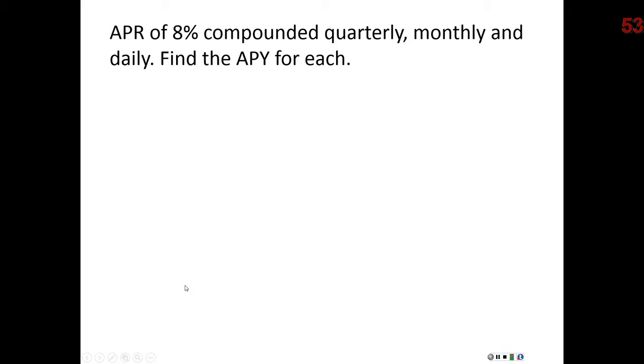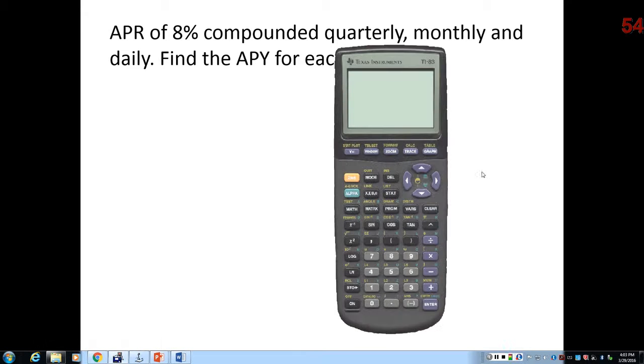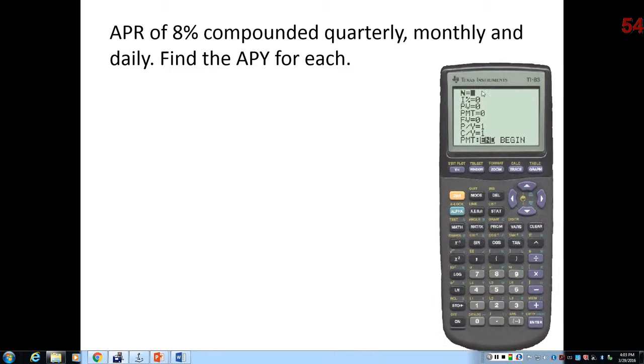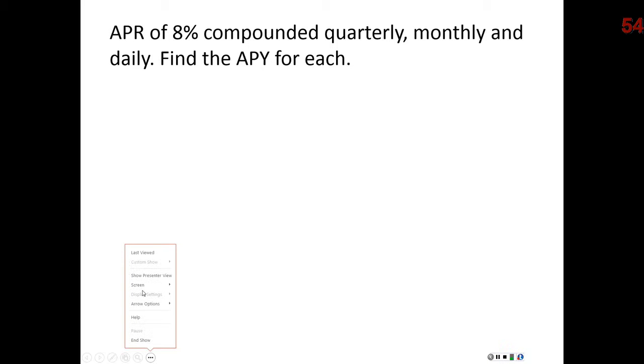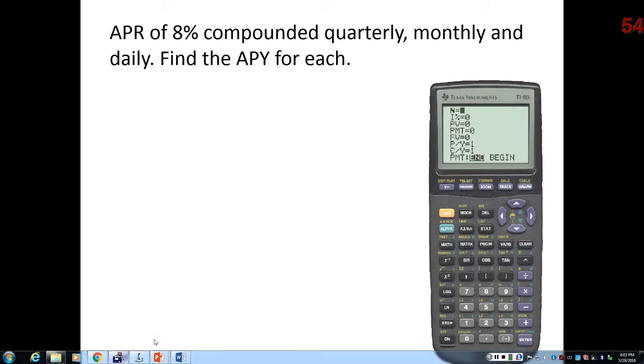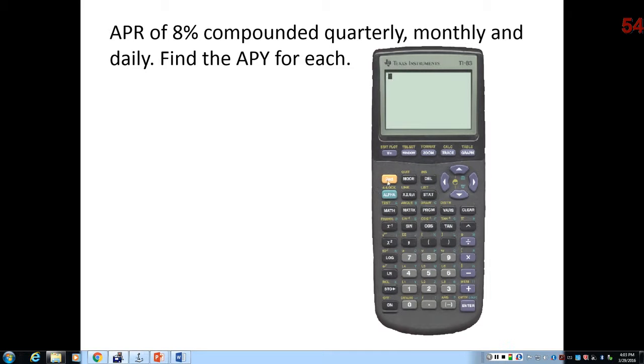So let's look at this one. Let's say that we had an APR of 8% compounded quarterly, monthly, and daily. I'm going to use the other calculator right now because that way I don't have to keep on going from one to the other. Okay, let's go ahead and second quit. It's going to be a different place than this one, but it's basically the same thing. You're going to scroll down until you see EFF. See there, EFF. Press enter.